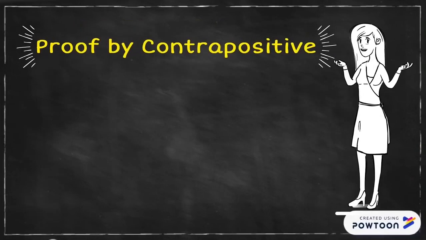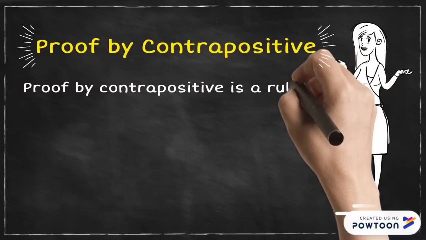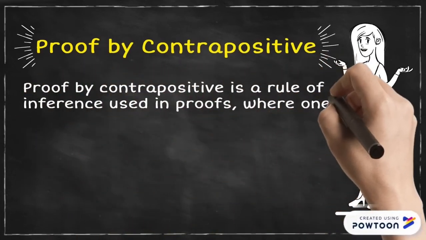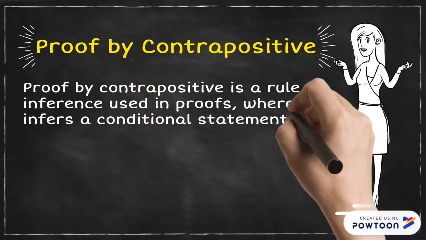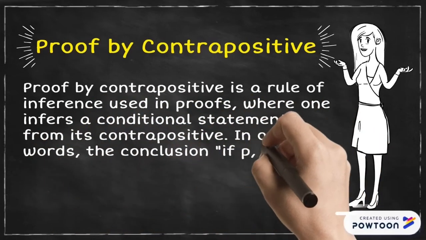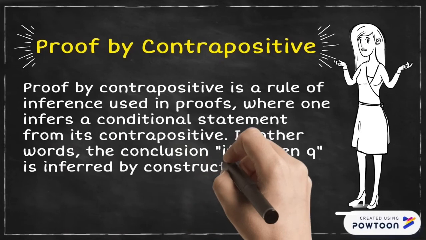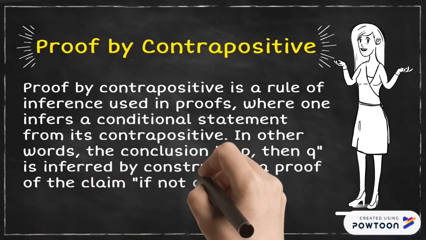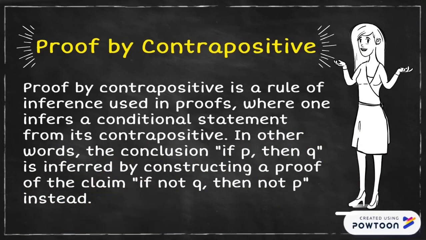The next proof is proof by contrapositive. Proof by contrapositive is a rule of inference used in proofs where one infers a conditional statement from its contrapositive. In other words, the conclusion if P then Q is inferred by constructing a proof of the claim if not Q then not P instead.